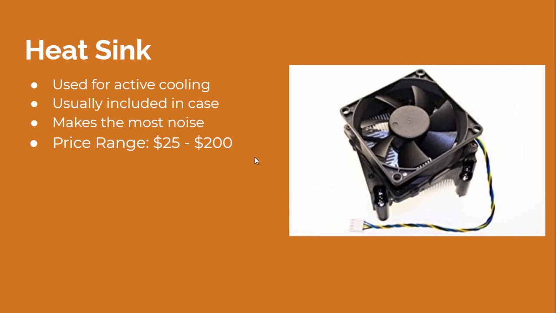Heatsink: this is used for cooling your CPU. You just put it on top, and it's got a fan, and then it's got the heatsink below it that takes the heat away from the CPU. Nothing really special about this. You just have to make sure that it fits into your case as well.